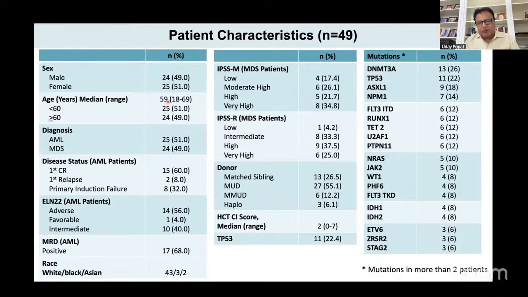So median age was 59. Half the patients were older because older patients are the ones who have this disease. We had 40% of the patients with active disease, either relapse or primary induction failure. ELN adverse risk was in 56% of the patients, and in 68% of the patients MRD was positive. And again, the IPSS moderate-high or very high was in 80% of the patients. So these were very high-risk MDS patients as well. TP53 was present in 22% of the patients.